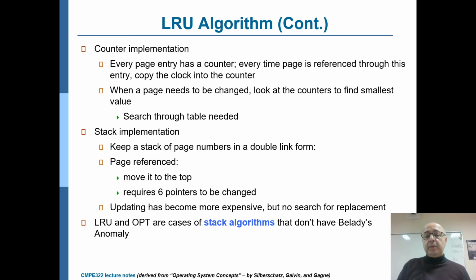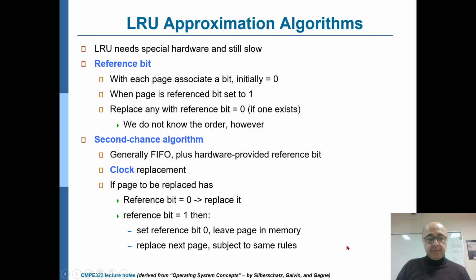But moving to the top would require 6 pointer updates in the worst case. So updating has become more expensive because you have to update 6 pointers. But for searching, you don't need to search at all. Just always get the top. You're not doing any searching. Least recently used and optimal are cases of these stack algorithms that don't have the Belady's anomaly effect.